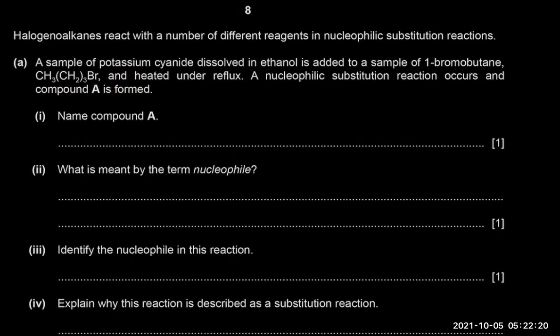Name compound A. So what's happening here is CH3, we have CH2 thrice, and then the Br is replaced by a CN. So what's the name of this compound? How many carbons is it? 1, 2, 3, 4, 5. So pentane nitrile.